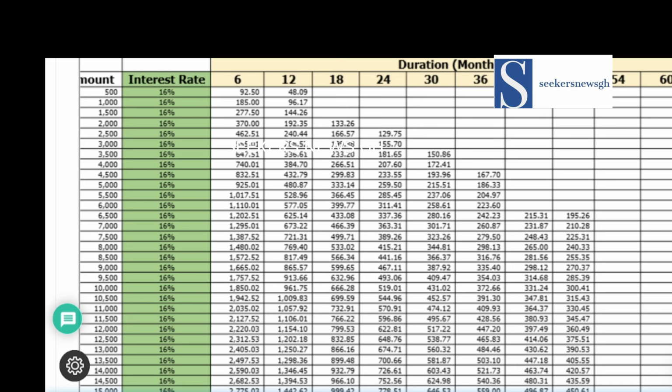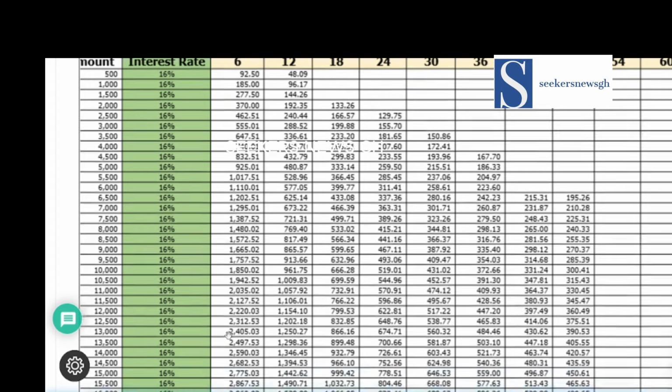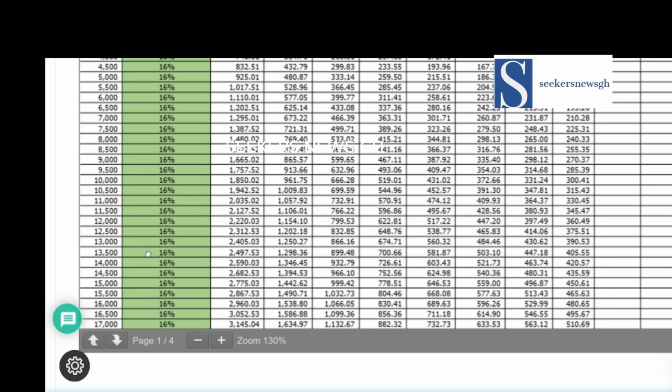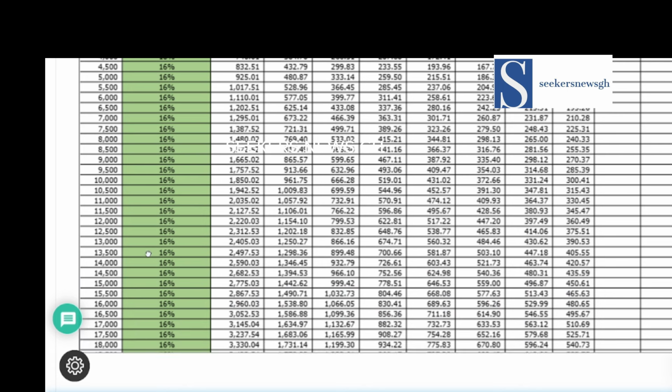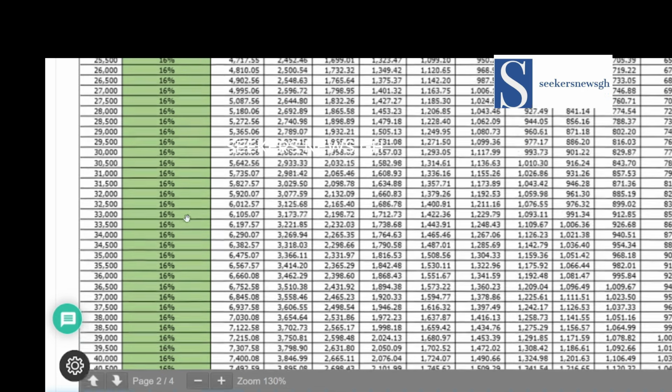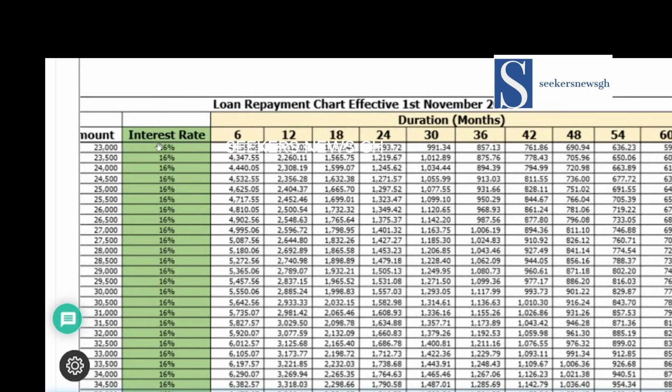So 15,000, you pay 450 every month for 48 months. That's the highest duration that you get. With 18,000, you pay 540 every month for 48 months. Alright, so let's proceed. Over here too we have 23,000, 25,000 and so on.